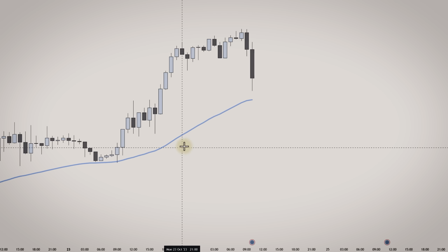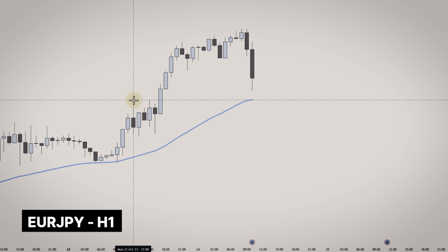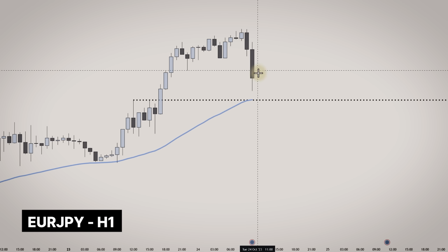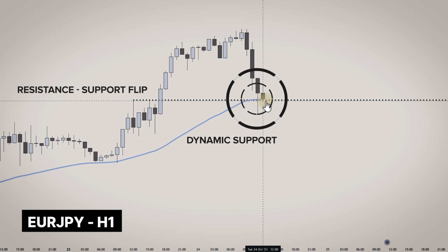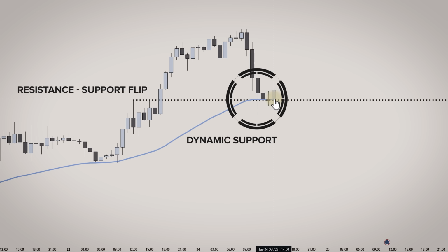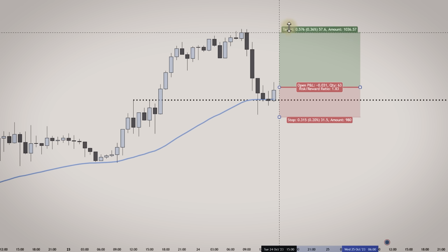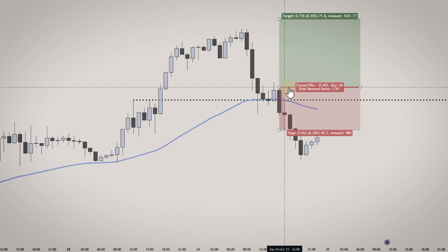Now let me show you what happens when confluence doesn't work, because even the best setups fail sometimes, and you need to know how to handle it. Euro-yen, 1-hour chart, beautiful setup forming. Previous resistance turned into a strong support. The 50 moving average angling up and converging right at that support level. Perfect confluence. Price approaches from above, touches the zone, and keeps falling. No bounce, no respect for the confluence. Price slices right through both the static support and the dynamic support like they weren't even there.